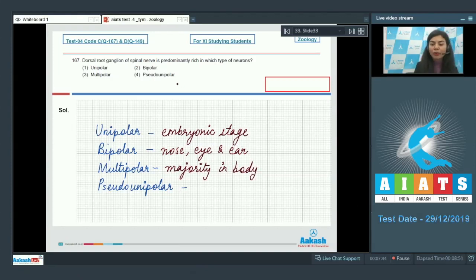Option number 4, pseudo-unipolar neurons. This type of neurons are found in dorsal root ganglion of our spinal nerve, which makes it our right answer here, which is option number 4. Dorsal root ganglion of spinal nerve is predominantly rich in pseudo-unipolar type of neurons. Answer is option number 4.